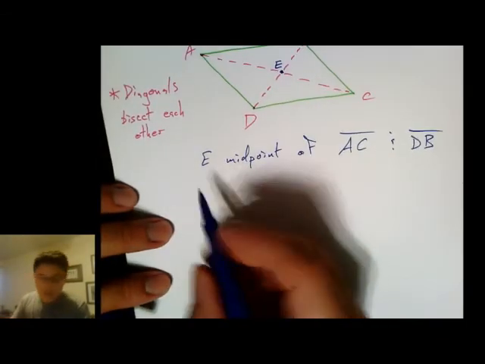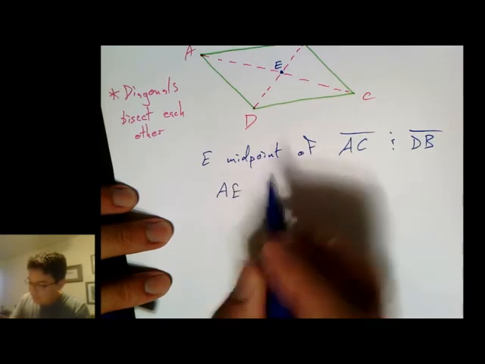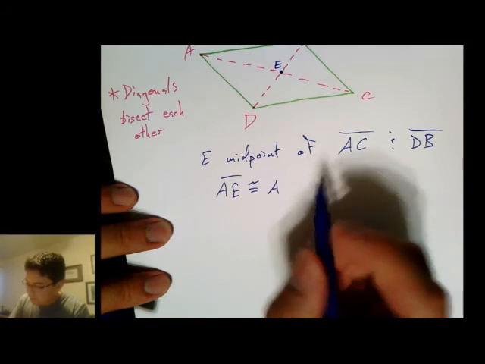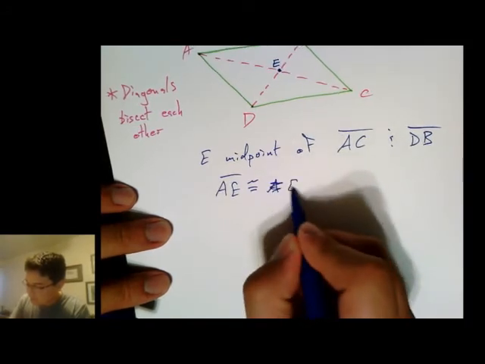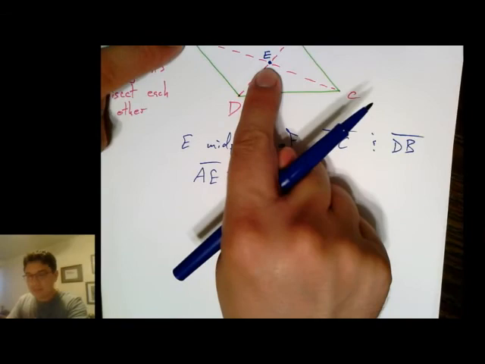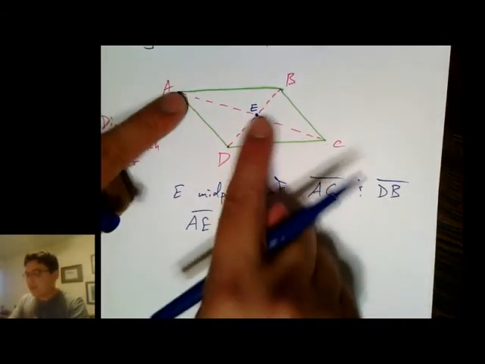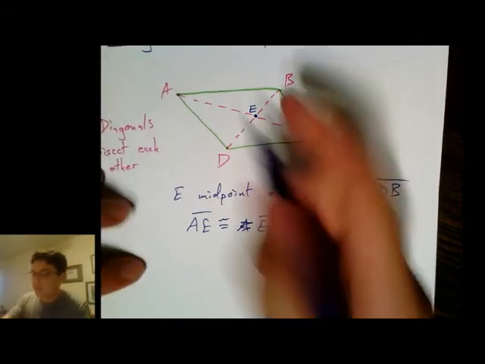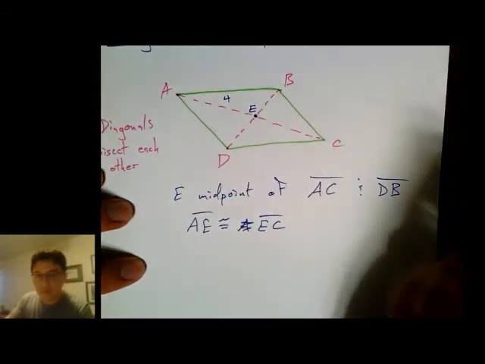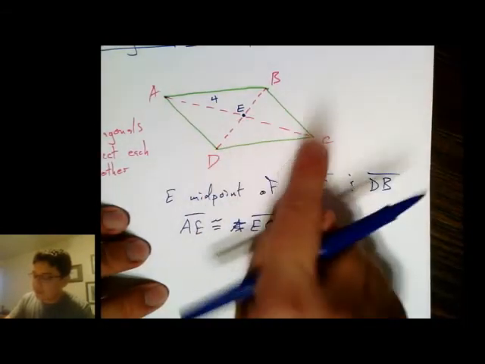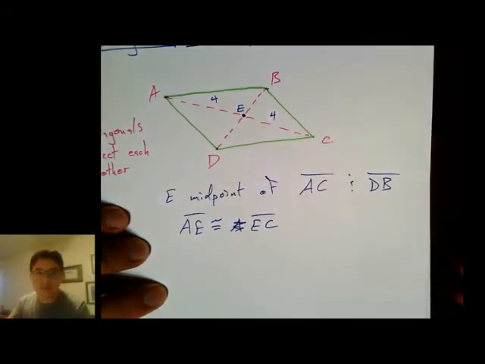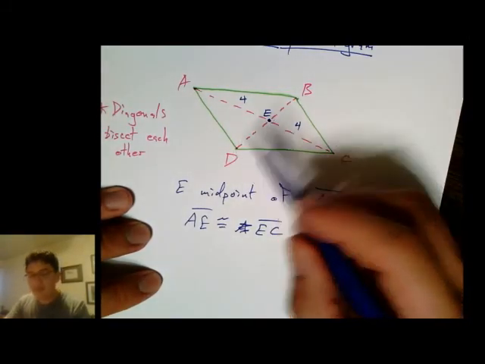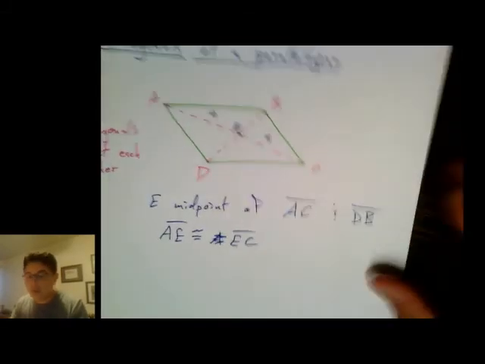So that means that AE will be congruent to EC. So this segment is congruent to this segment. So this segment doubled is really the whole length here. So if I tell you that the length AE is equal to 4, then the length EC will be equal to 4, and so on and so forth. Similarly for DE and EB. If you know one length, you double it, you get the whole length. And that's the properties of a parallelogram.